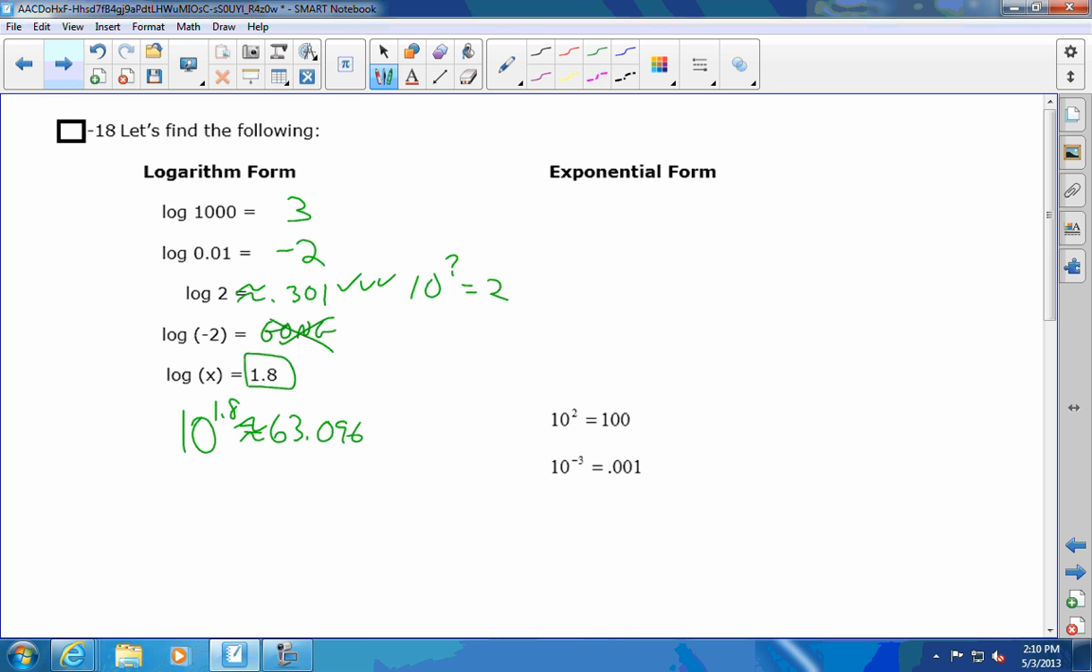Okay. And this says go from exponent form to log form. So if I were to write this as a log, I look for my base. It's 10, so I can just write the letters LOG. I don't even have to put the base 10 in. My answer is my input into my log. My exponent is my answer. So these two are equivalent.